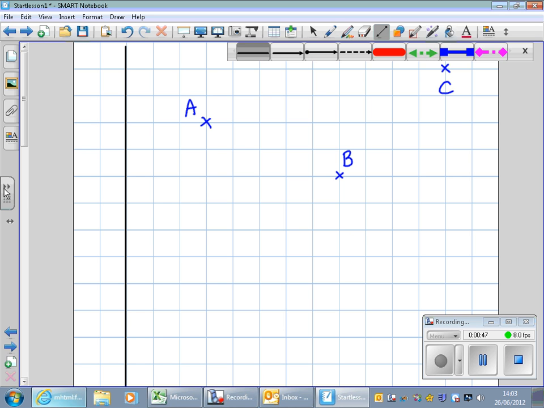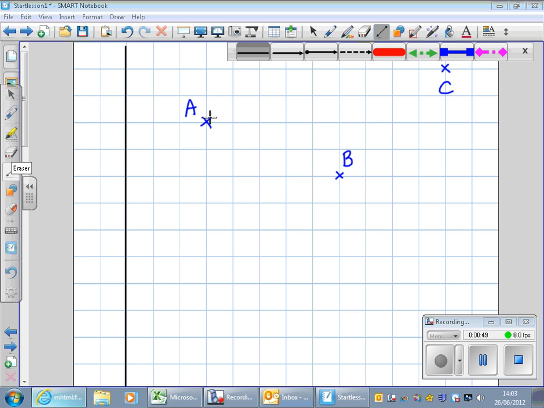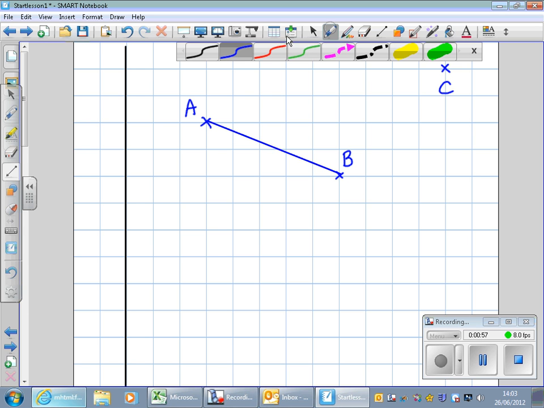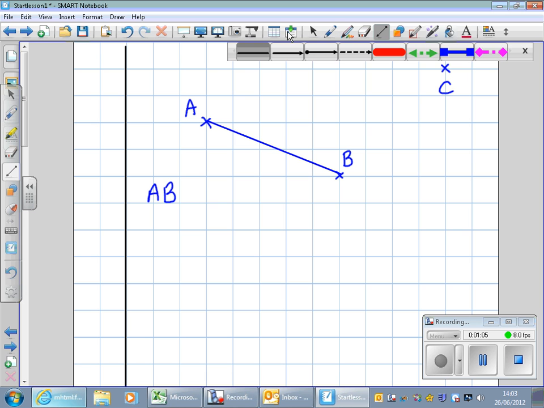A line joins points. That straight line segment joins the points A to B, and we can refer to that line segment as line AB. What about if it joined the points?